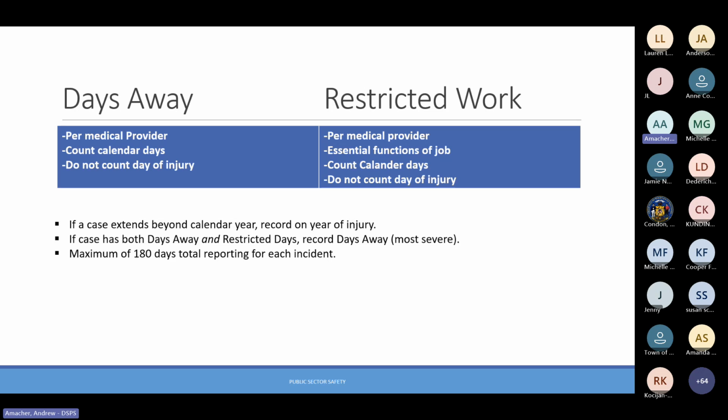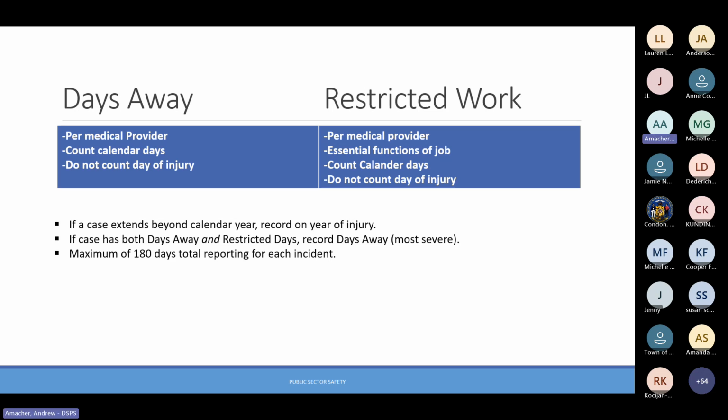Restricted work is restricted if it affects the essential functions of their job. So if you have an employee that injures their leg, but they're typically working at a desk and, with the restrictions that the medical provider had put on, are still able to do their core functions, they're still technically on restriction, but are able to do their primary job functions. They don't need to be counted.